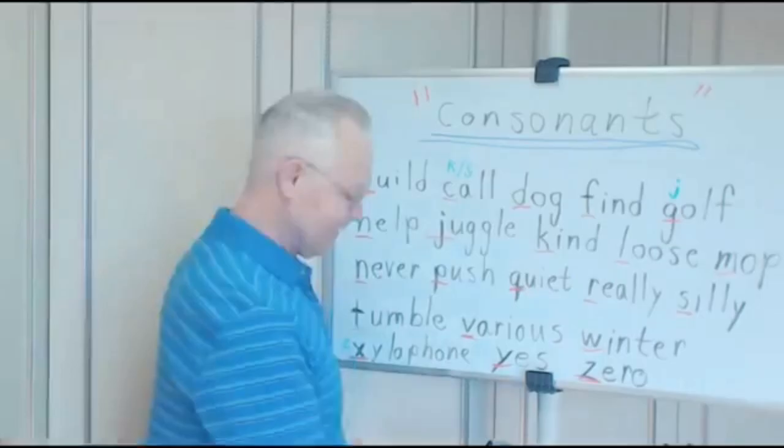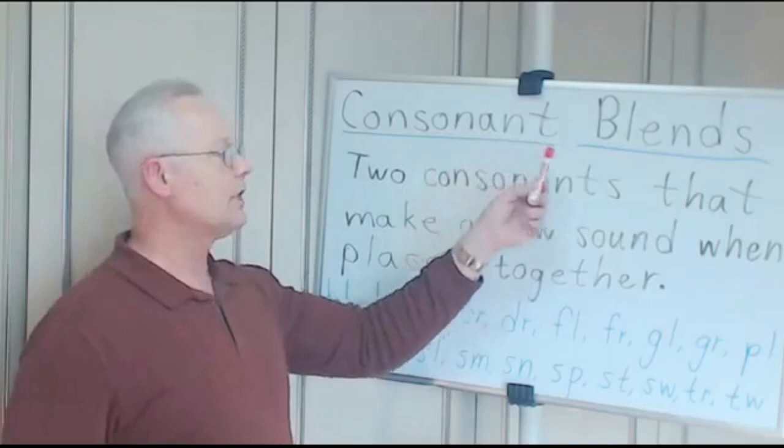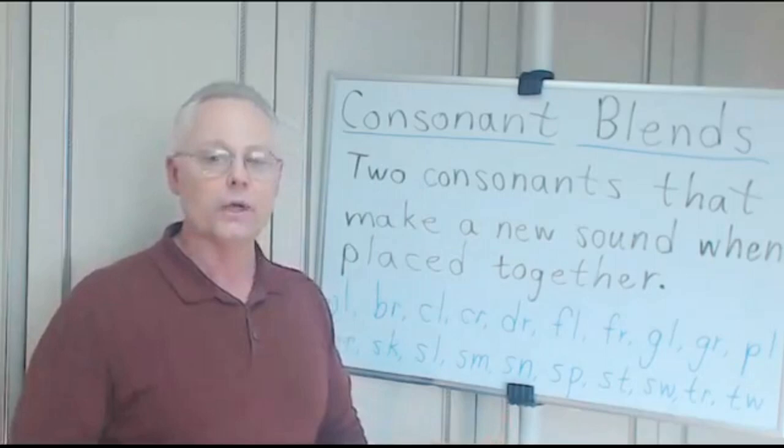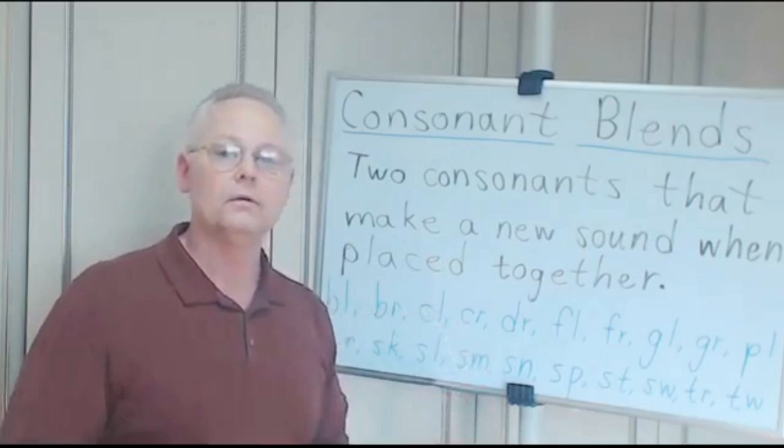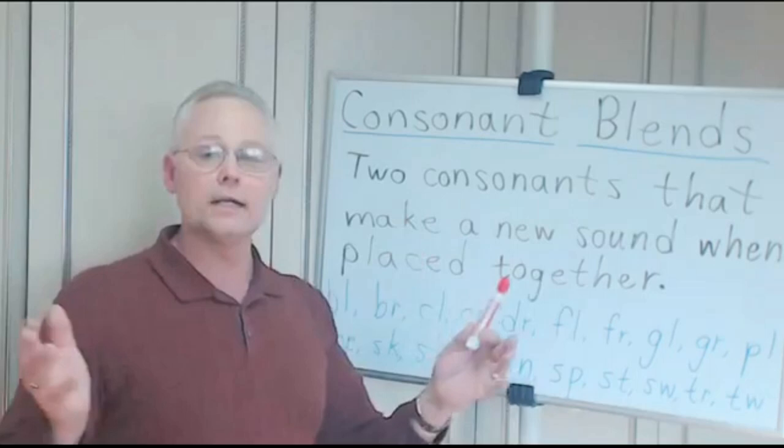Hello. We have consonant blends. Now, you know what a consonant is, right? We have 26 letters in the English alphabet. Five of them are always vowels: A, E, I, O, U. We say sometimes Y, but let's not worry about Y. All the rest of those letters are consonants.